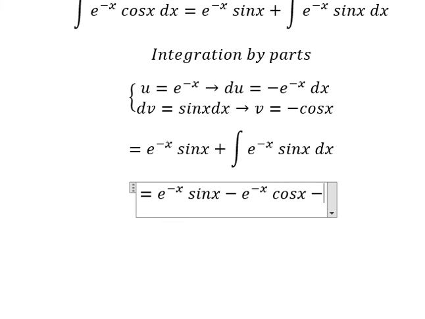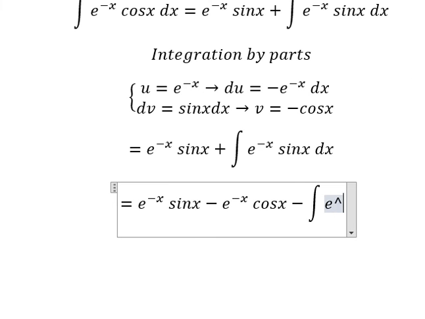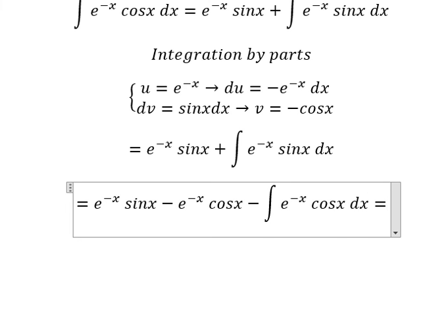minus the integral of v du. Negative with negative, they cancel, so you get positive. So we keep the negative sign in here, and we have the integration of e to the power of negative s cosine s ds. And we know that everything in here equals this integration.